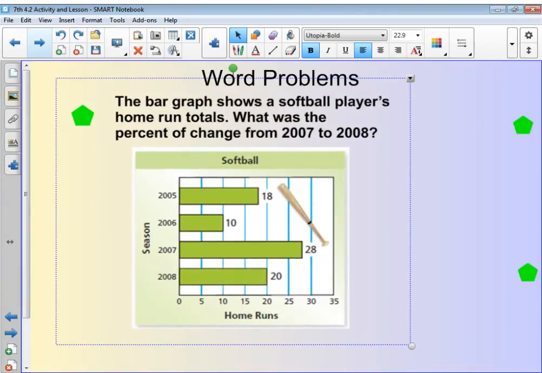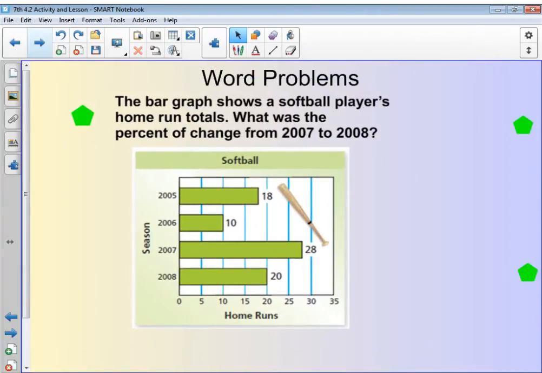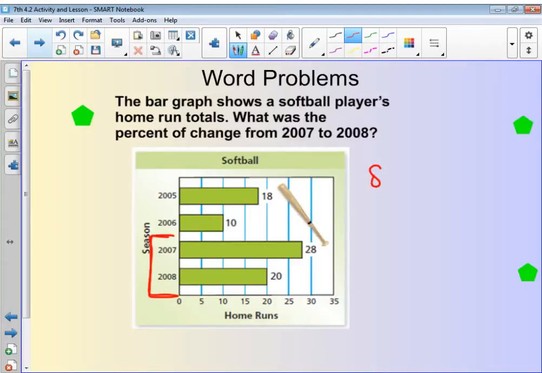So this one, it says the bar graph shows a softball player's home run totals. What was the percent of change from 2007 to 2008? So looking at this, I'm focusing on these two pieces of information. I want to find how much it changed. So from 28 to 20, it changed 8. The original would have been the earlier year, so my original would be my 2007 number, which was 28.